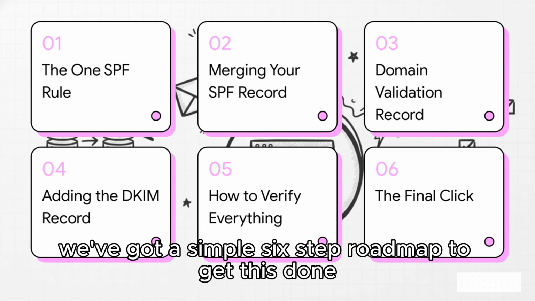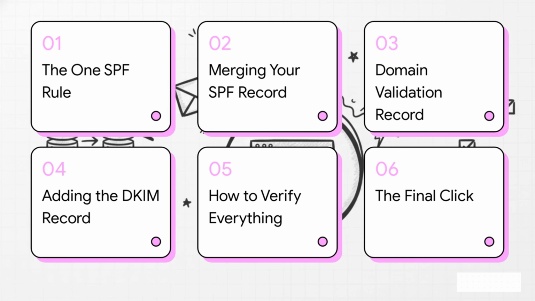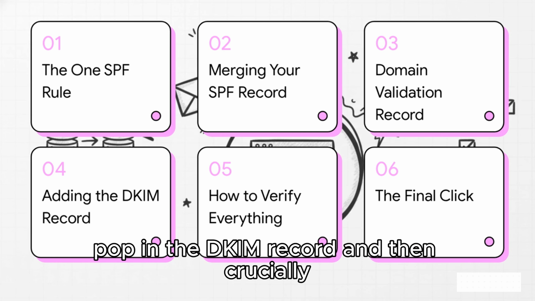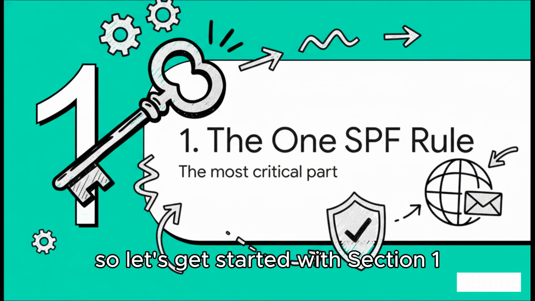But don't you worry, we've got a simple 6-step roadmap to get this done right. We'll start with the most important rule, the SPF rule. Then we'll cover how to merge your record, add the validation record, pop in the DKIM record, and then, crucially, how to verify everything before that final click. So let's get started with Section 1.